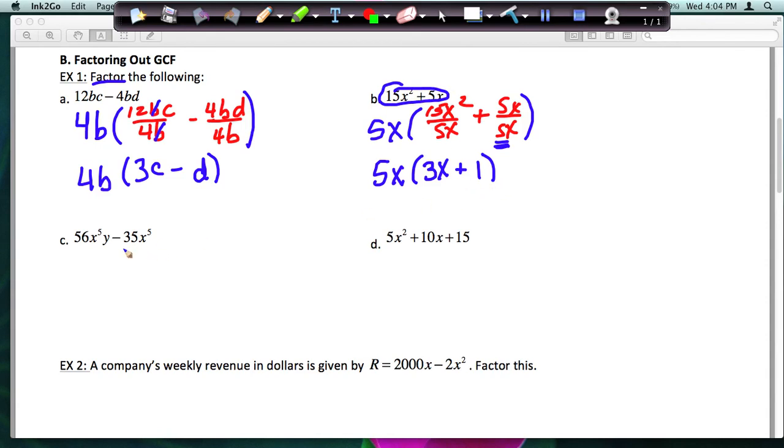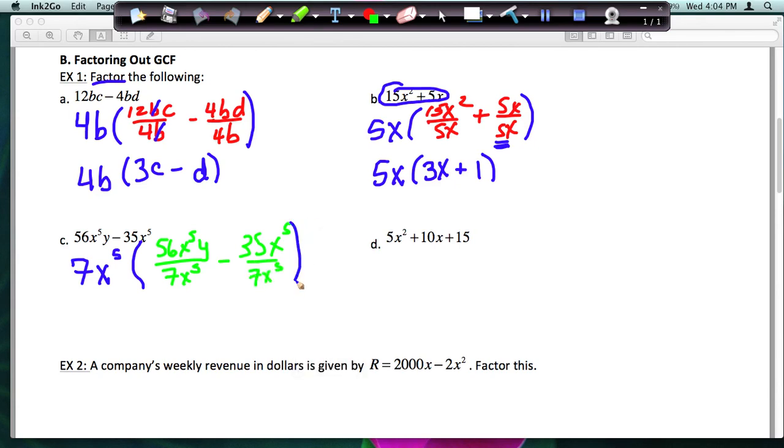Okay, let's look at C and do the same thing. The GCF of 56 and 35 is 7, and then the variable they have in common with the smallest exponent is x to the 5th. So let's go ahead and do that division. So 56x to the 5th y divided by 7x to the 5th, minus 35x to the 5th divided by 7x to the 5th.